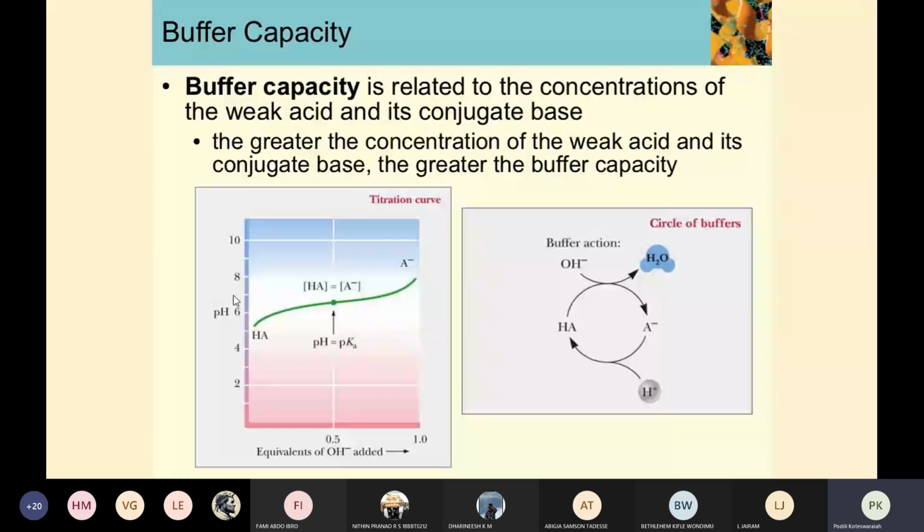And coming to the buffer capacity. Buffer capacity is the ability of the buffer to withstand pH change when we add a small amount of acid or base. This buffer capacity increases with increasing ionic strength of the buffer. For example, if we have a buffer of 0.1 molar, 0.2 molar, or 0.5 molar, with increasing concentration the buffer capacity also increases. So that is known as the buffer capacity.